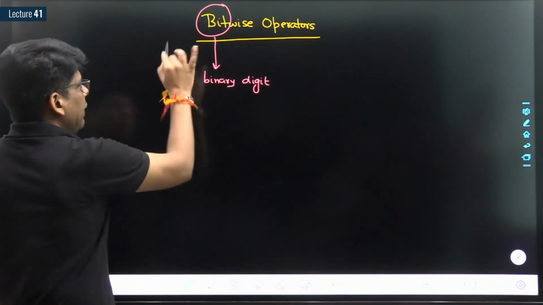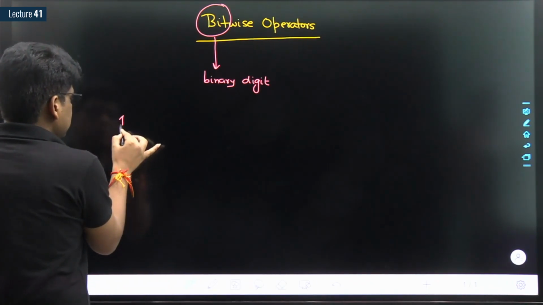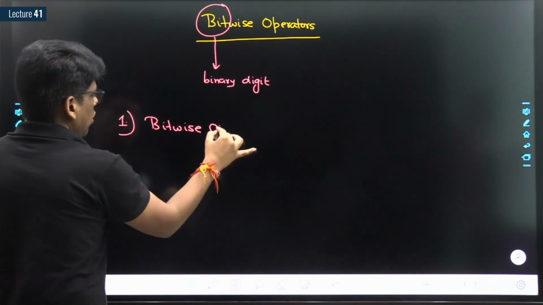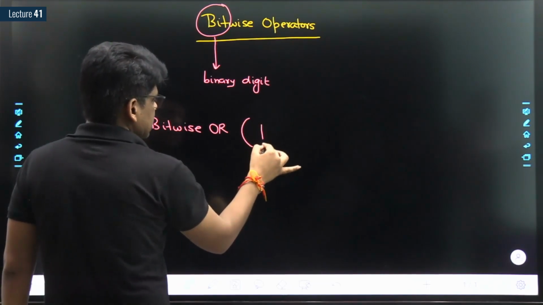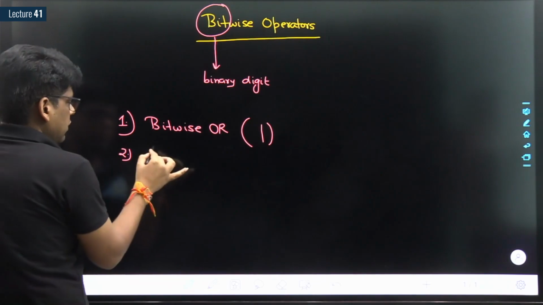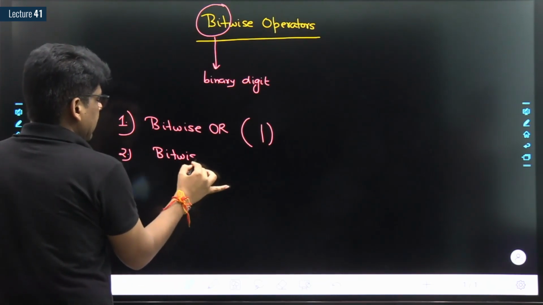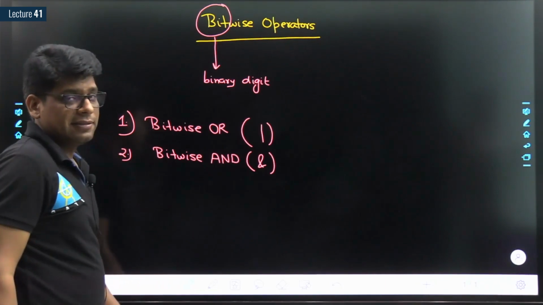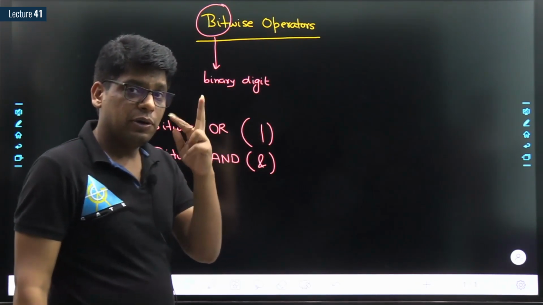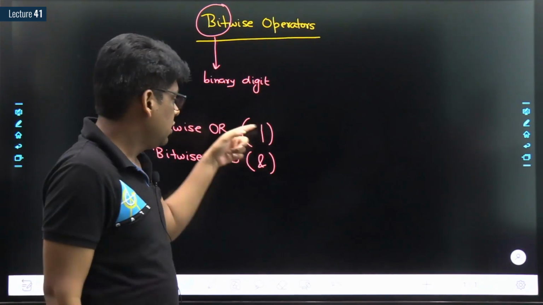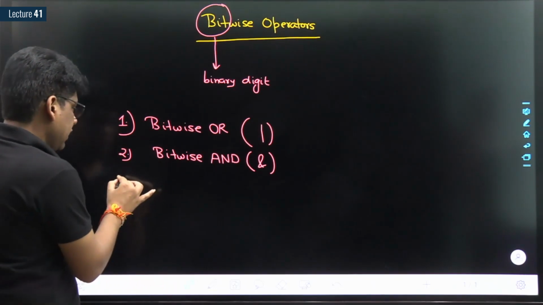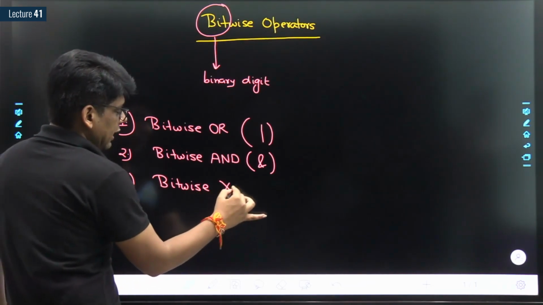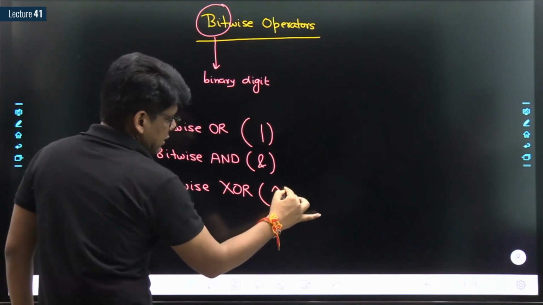How many bitwise operators are there? So there are 6 bitwise operators. First one is the Bitwise OR Operator, and the symbol is a single pipe. Then we have the Bitwise AND Operator, and the symbol is a single ampersand. The symbol for logical AND was 2 ampersands, and the symbol for logical OR is 2 pipes. Then we have the Bitwise Xor Operator, and the symbol is the caret symbol.